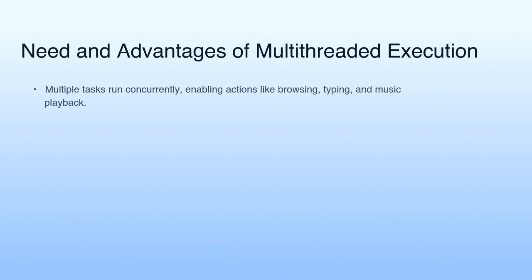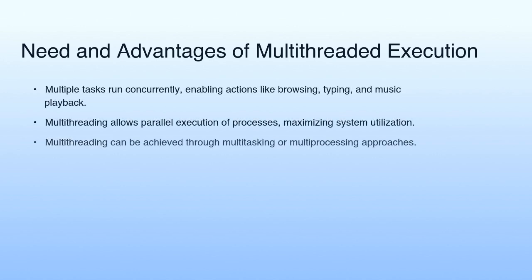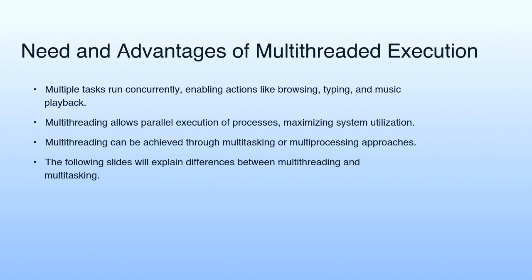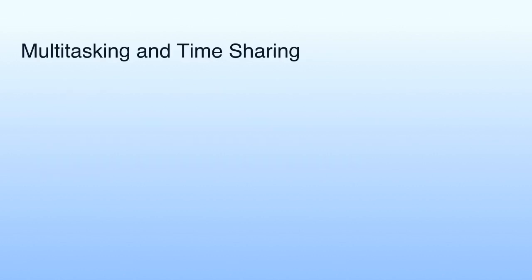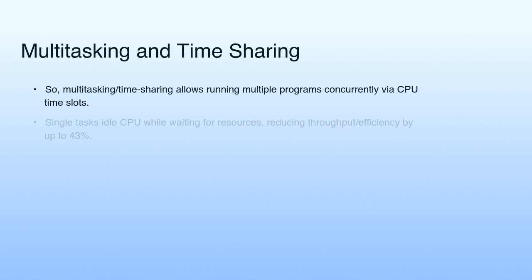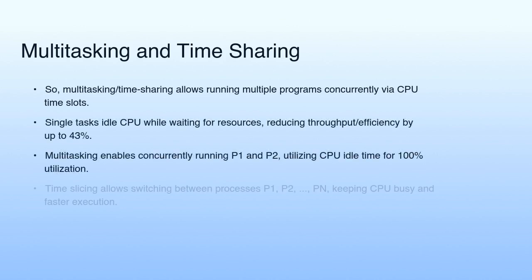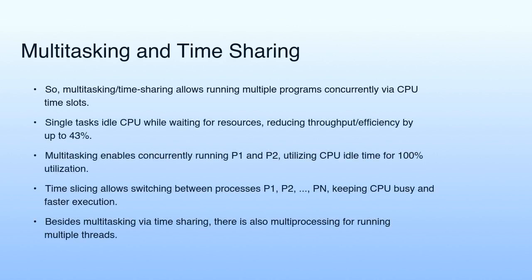Multithreading is crucial for developing complex software as it enables parallel execution of tasks like sorting, calculating, and searching, improving application responsiveness and overall performance. While multitasking allows running multiple programs concurrently via CPU time slots, multithreading takes a different approach by executing multiple threads within a single process.